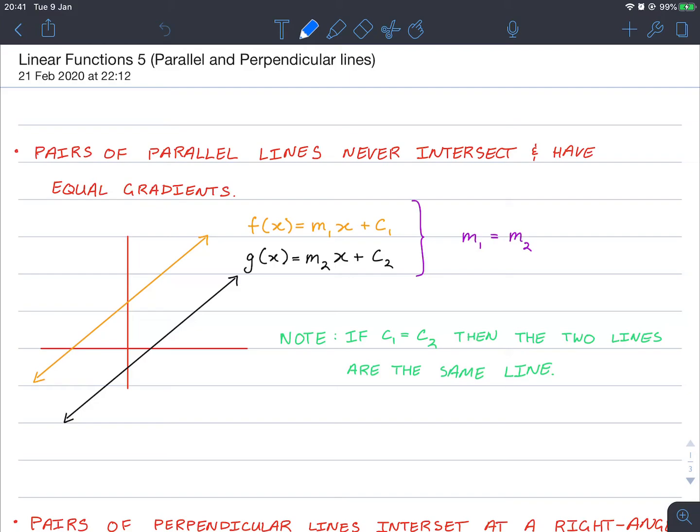In this video we will be looking at the properties of parallel and perpendicular lines. So pairs of parallel lines never intersect and have equal gradients.